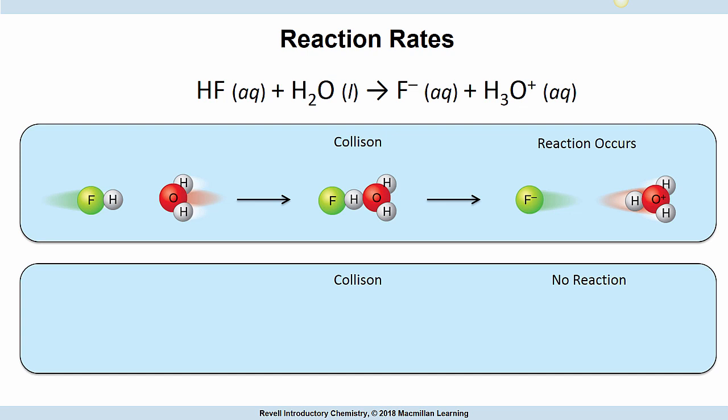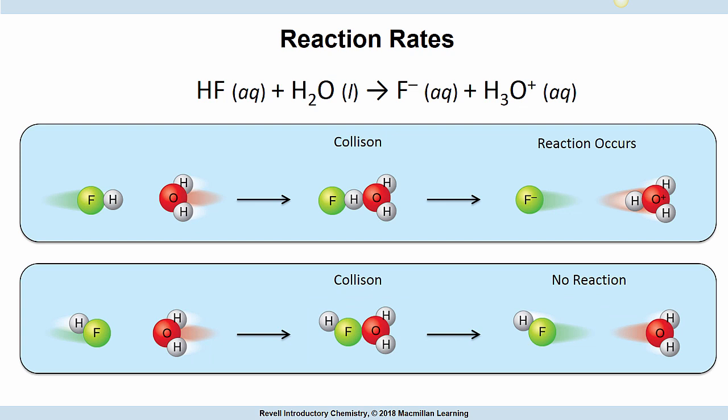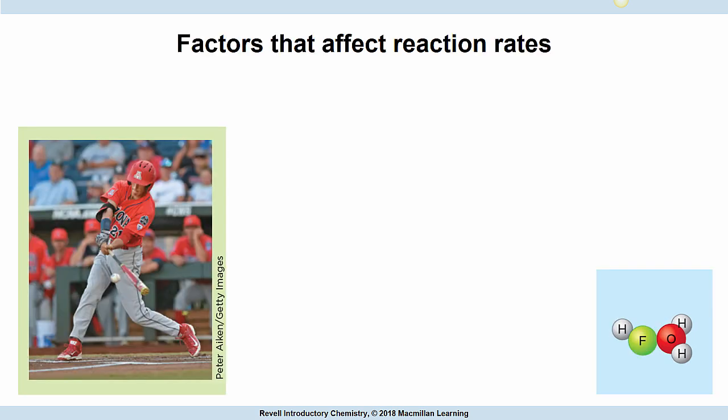For example, if molecules collide in this orientation, a reaction will occur. But if they collide in this orientation, it will not. As an analogy, think about a bat hitting a baseball. The result depends on both the angle and the energy at which the bat and ball collide. In much the same way, the angle and energy of a molecular collision determines the outcome. Not every hit is a home run, and not every collision results in a reaction.